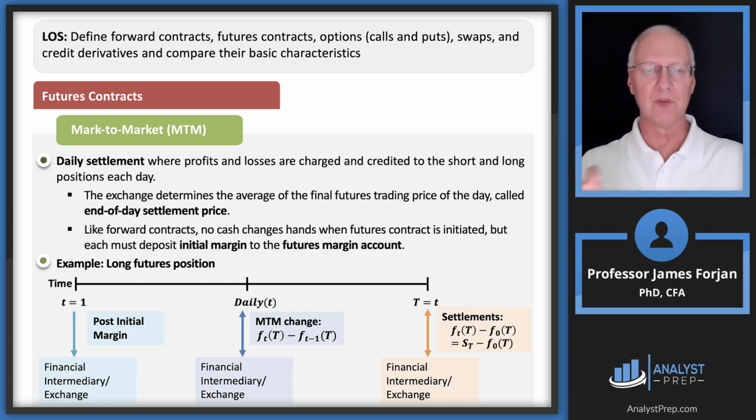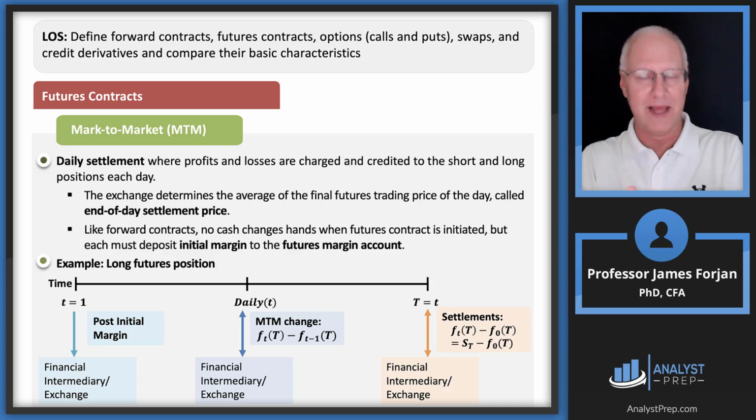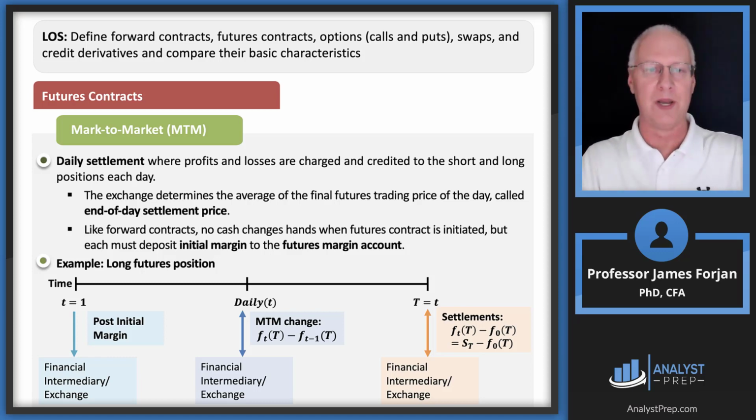So then what happens when the underlying asset price changes value every day? What the middle entity does is just take from one account and pass it along to the other. Take from one account, pass it along to the other. And this happens every day. And this is called daily settlement. So look at that first embedded bullet point, where profits and losses are charged and credited to the short and long positions each day.